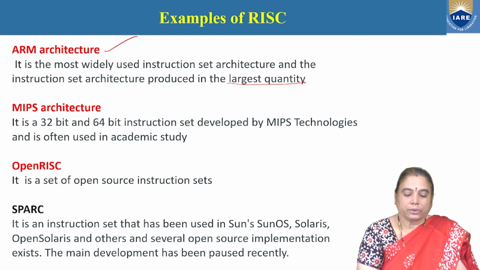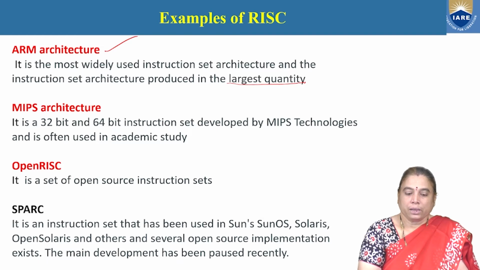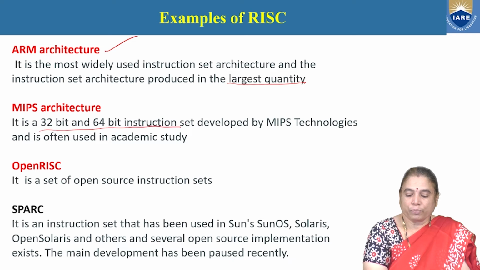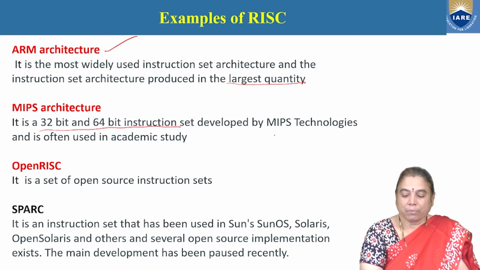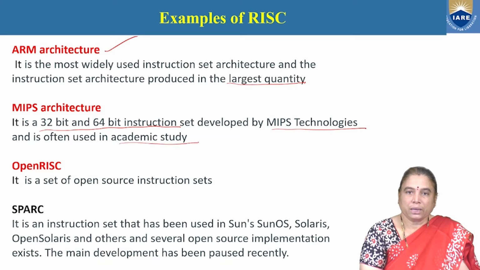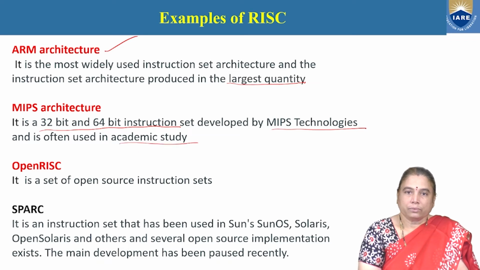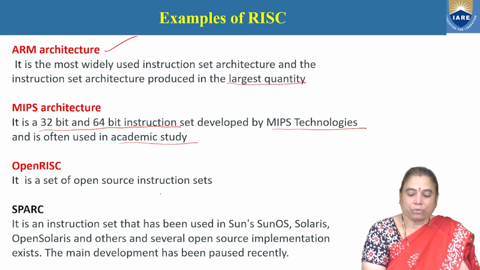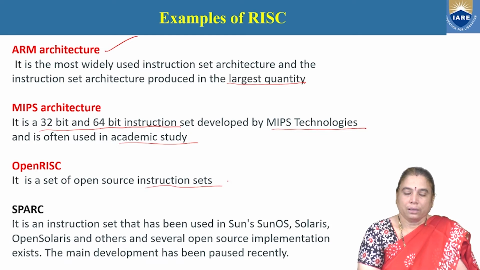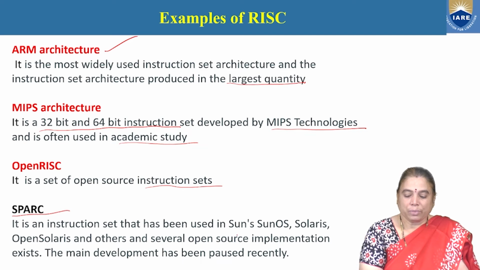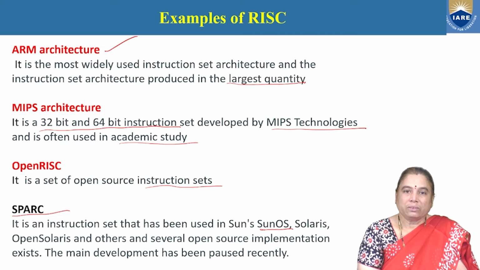Next, the second architecture is MIPS architecture. It is a 32-bit or 64-bit instruction set developed by MIPS Technologies, and it is generally used for academic study. The next architecture is OpenRISC, a set of open source instruction sets. The next one is SPARC, an instruction set that has been used in SunOS, Solaris, and OpenSolaris. So these are the examples of RISC architecture that are available in the market.